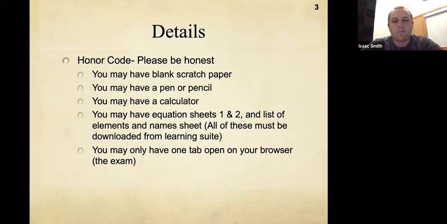So you can have blank scratch paper, multiple sheets of blank scratch paper if you want, a pen or a pencil, a calculator, and then you can have the equation sheets, and then there's a list of elements and their names. I'll show those to you. So there's 3 sheets you can print out to have with you while you're taking the exam.